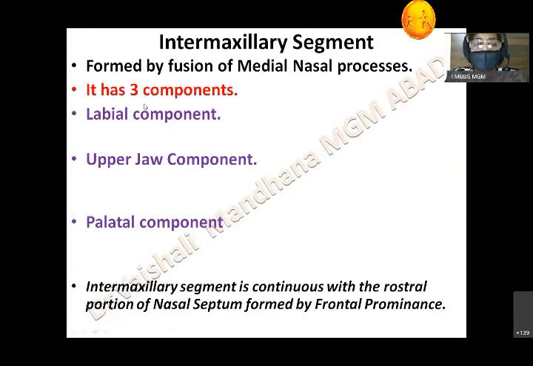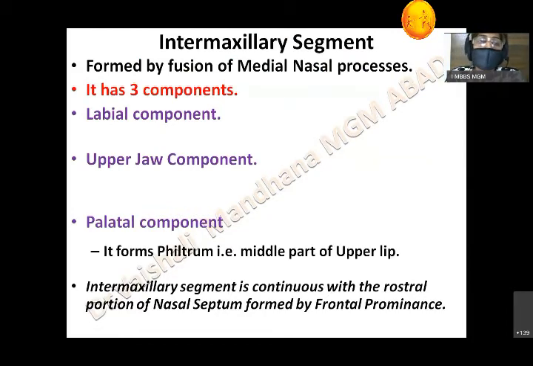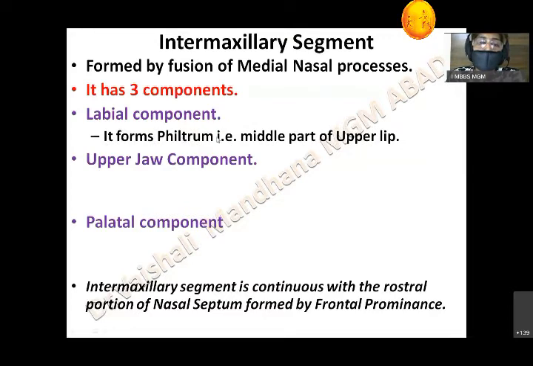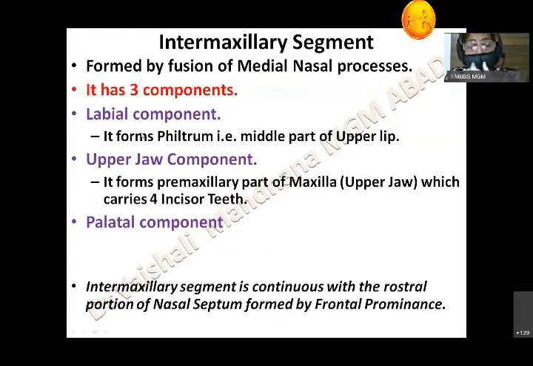What structures will it form? The labial part is fusing in the middle of the face. So, among the middle structures of the face, the upper lip has the philtrum. The labial component means it forms the philtrum of the upper lip, that is the middle part of the upper lip where you get some depression, which is called the philtrum. Then in the same way, as it is fusing in the depth also, the upper jaw component forms the part of the jaw which has the incisors. Four incisors are there, no? So it is forming that premaxillary part.